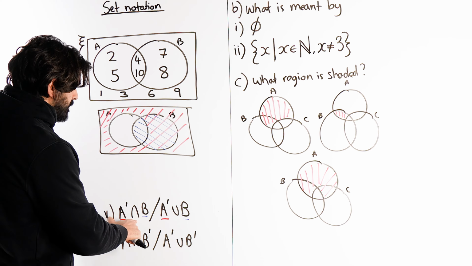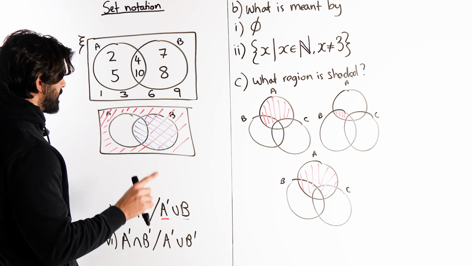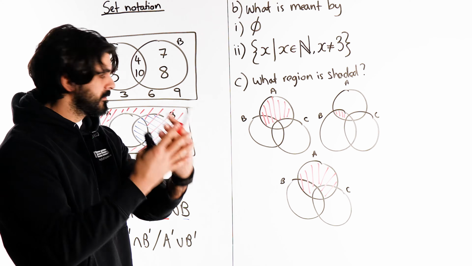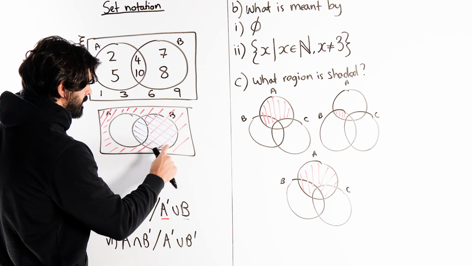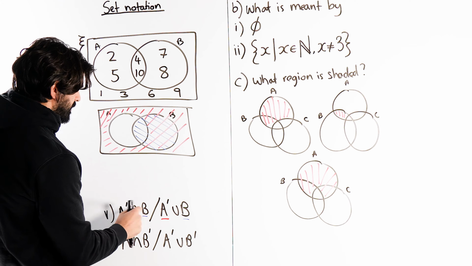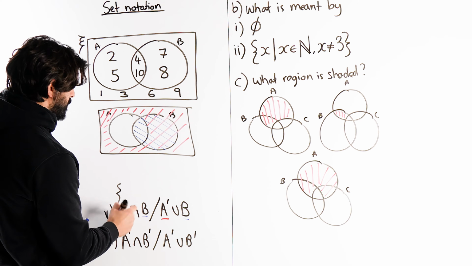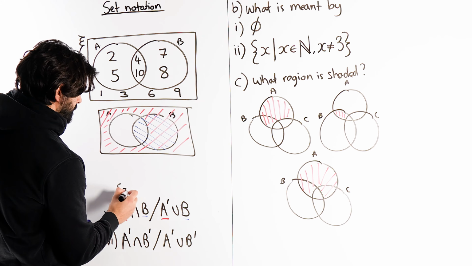Now, if it's and, you're looking for the intersection. You're looking for that crossover. You can see that's here. So for this, the elements in the crossover are just 7 and 8.